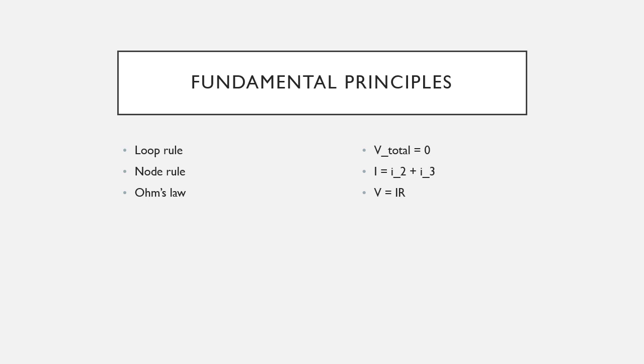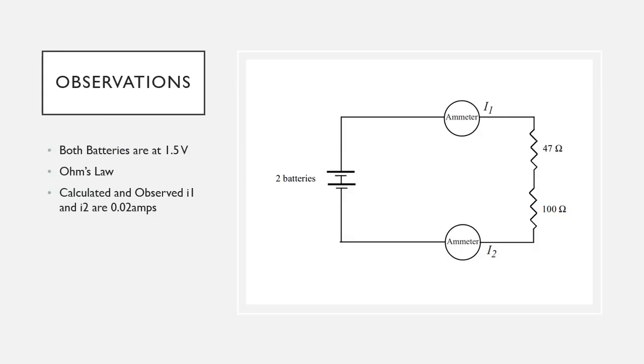This is going to be Loop's rule, Node's rule, and Ohm's law, which are going to be looking at the voltage, the resistors, and the currents. So in our first problem, what you really need to look at is that both batteries are going to have 1.5 volts, so that means that you're going to have a total of 3 volts. And we're going to be looking at Ohm's law to calculate this.